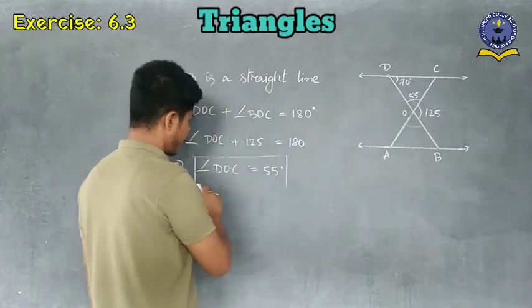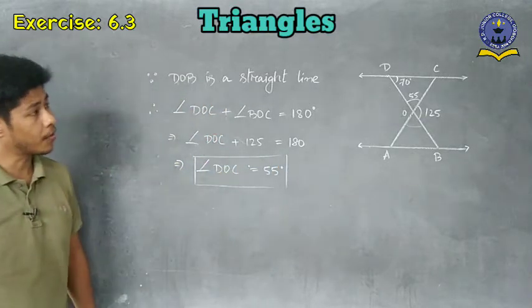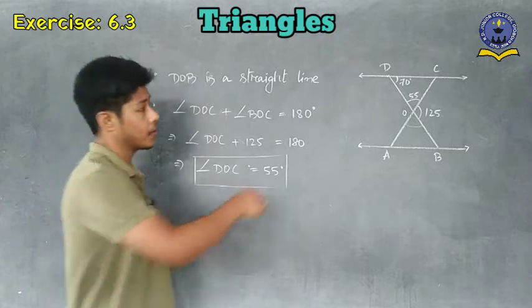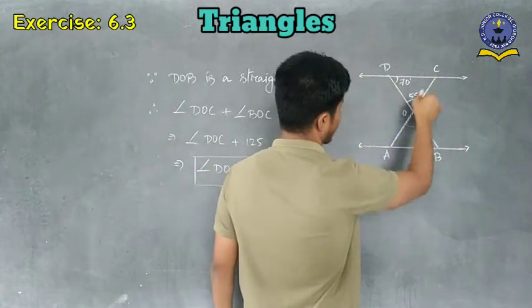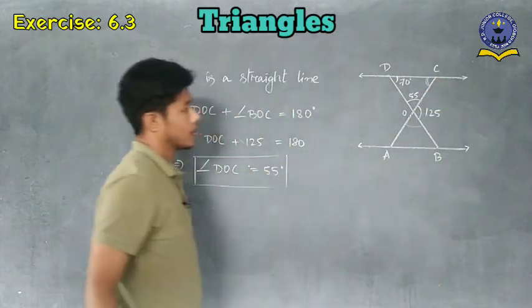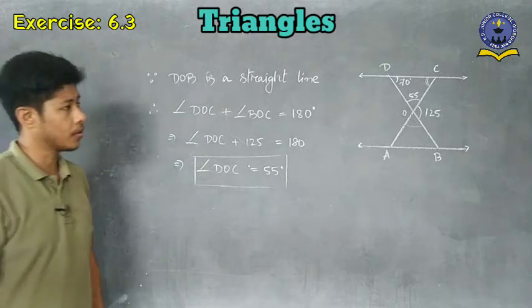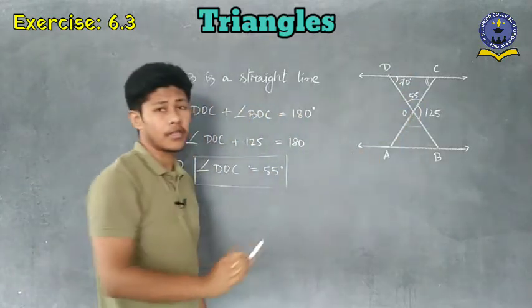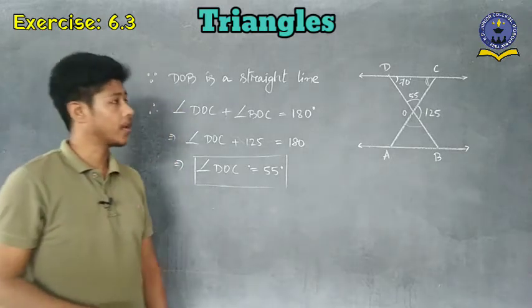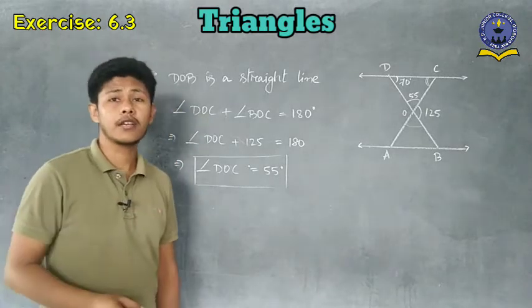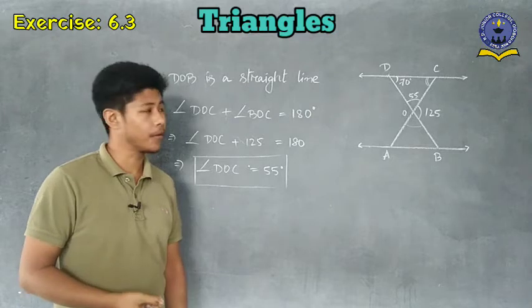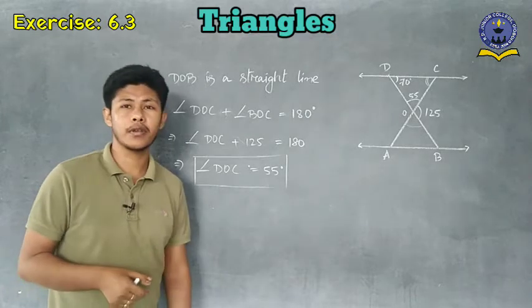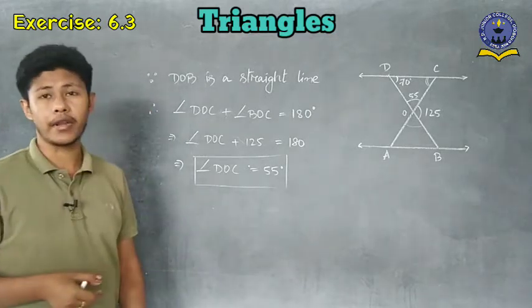Next, which one do we have to find? Next we have to find DCO. If you see the diagram, DCO means this angle we have to find. So how can we find this angle? If you see here, triangle ODC is a triangle. The sum of three angles of a triangle is equal to 180 degrees, all of you know. This is known as the angle sum property, isn't it?